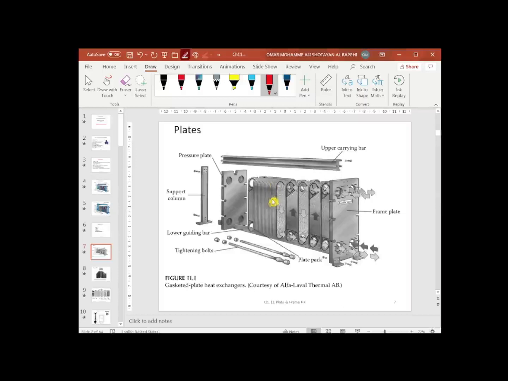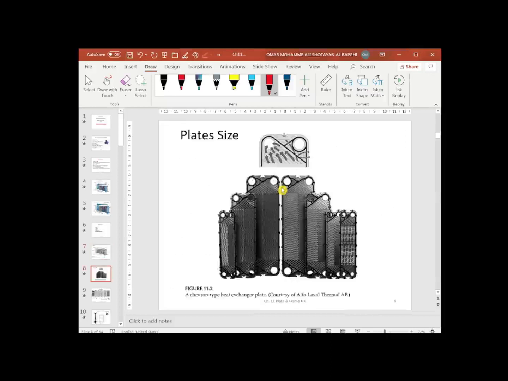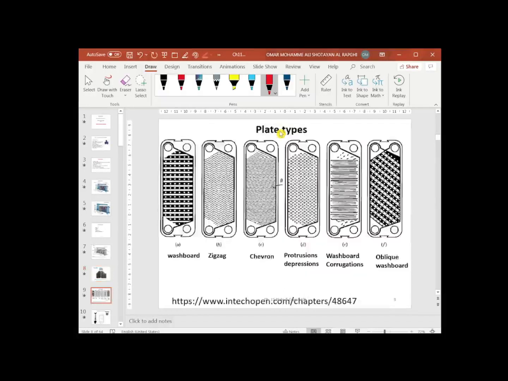The plates, as we said before, have a gasket. You can see it in black here. Every plate is separated from the other plate with a gasket. The gaskets allow the flow to go through certain ports of the four ports that we talked about. The plates can have different sizes. This slide shows different sizes of the plates, and also shows the gasket itself and the flow itself, because of the gasket the flow will go in this port instead of this port.